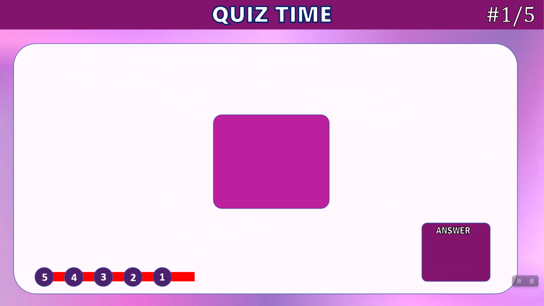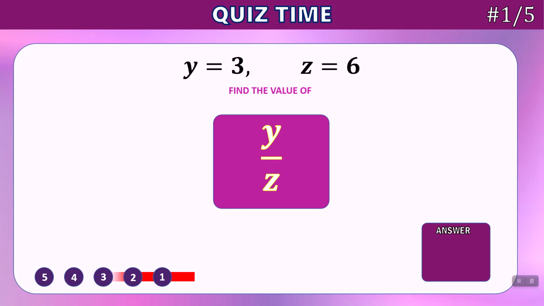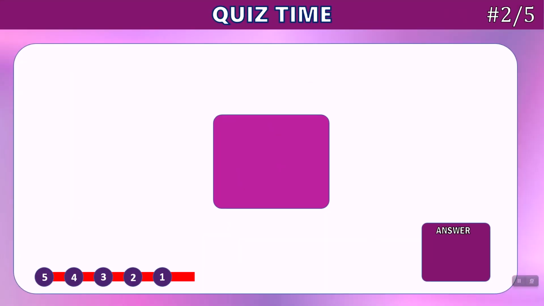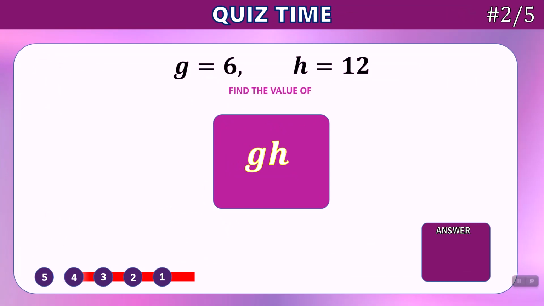And now it's quiz time. Find the value if Y equals 3 and Z equals 6. Find the value of Y over Z. Time's up. The answer is, if Y is 3 and Z is 6, 3 divided by 6 is 1/2. Question 2. If G equals 6 and H equals 12, find the value of GH. Time's up. GH means 6 times 12, which is 72.